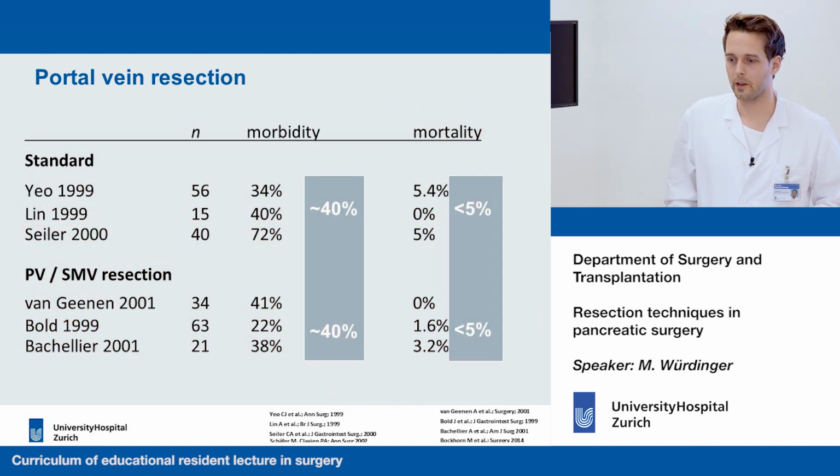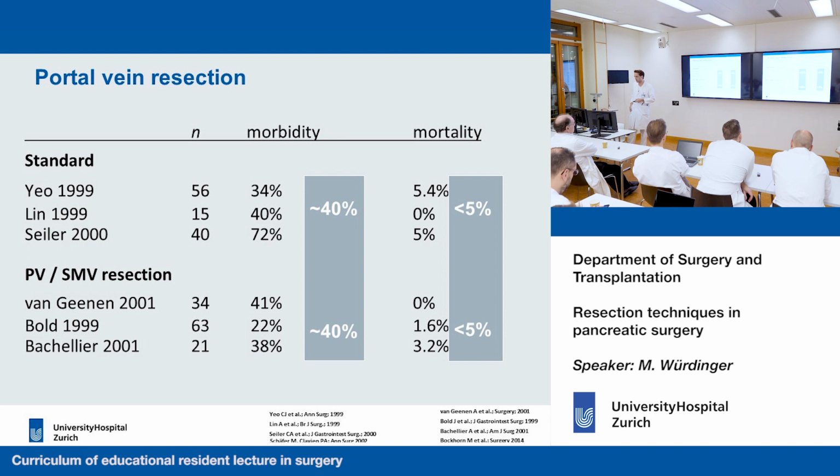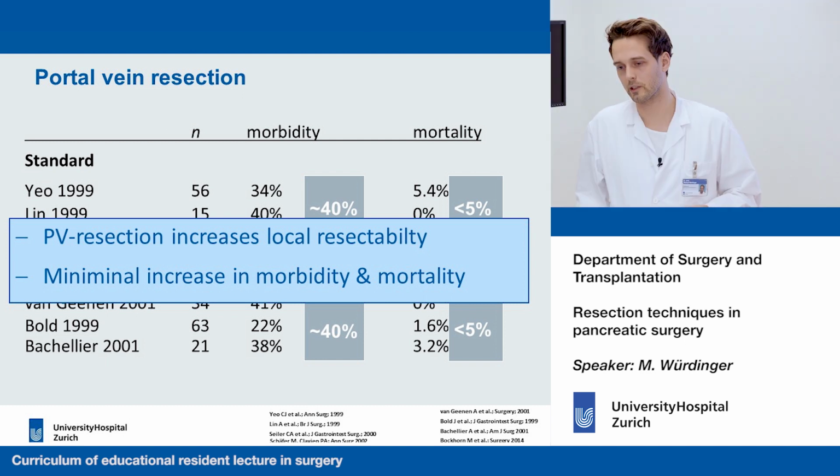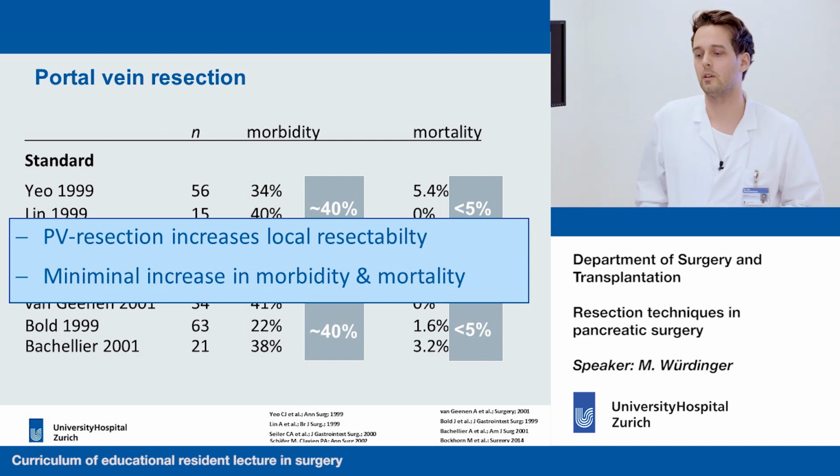And the outcomes with portal vein resection are quite good compared with a standard procedure, as shown here in a few different studies. The morbidity rates are about 40% in both procedures, and the mortality rates as well lower than 5%. So we can say portal vein resection is a good option to increase the local resectability with a minimal increase in morbidity and mortality rates.